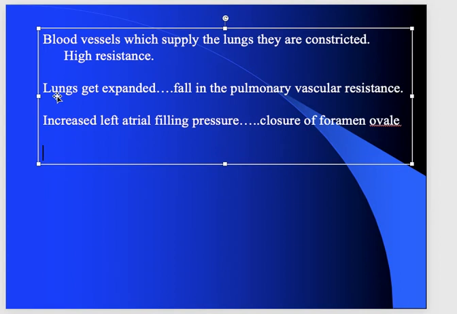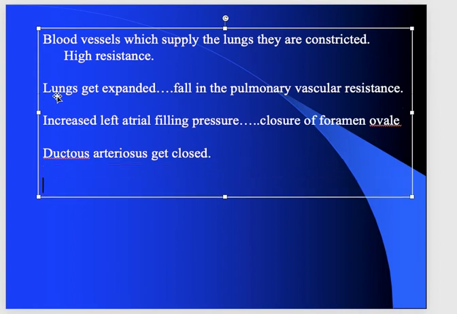And when there is flow of oxygenated blood through the ductus arteriosus, the ductus arteriosus becomes closed. So the other change is that the ductus arteriosus gets closed. Guys, if this ductus arteriosus does not close after birth and remains patent, we call this condition patent ductus arteriosus. Of course, we are going to discuss that when we discuss cardiology.